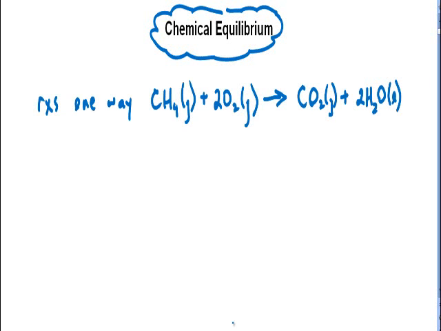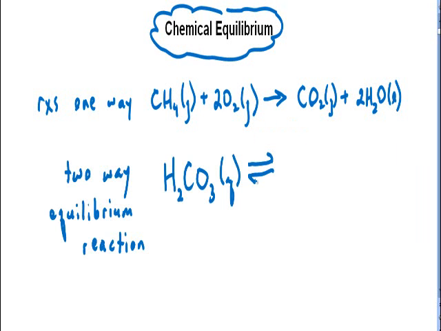For example, the combustion of methane is an example of a reaction that can run in only one direction. This reaction is irreversible. Once combusted, the methane is turned into carbon dioxide and water. This reaction cannot run in the reverse direction to return to methane and oxygen. This would be an example of a one-way or irreversible chemical reaction.